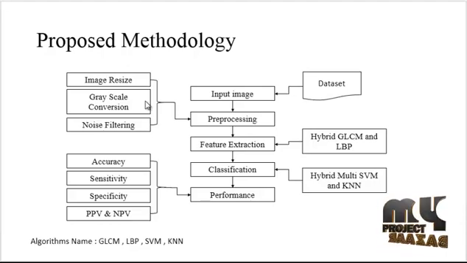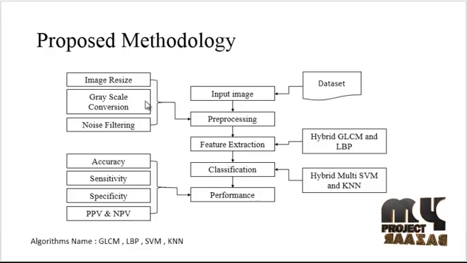After the grayscale conversion we move to the third stage of the pre-processing, that is noise filtering. In this noise filtering, we remove the noise present in the image. If the input image contains noise, it should be removed by using the filtering method.